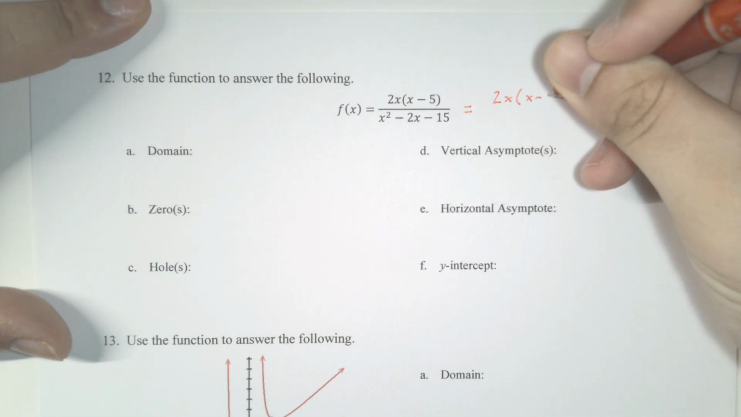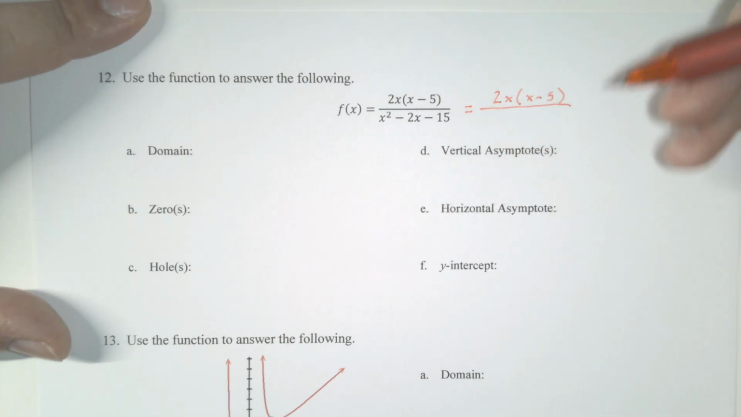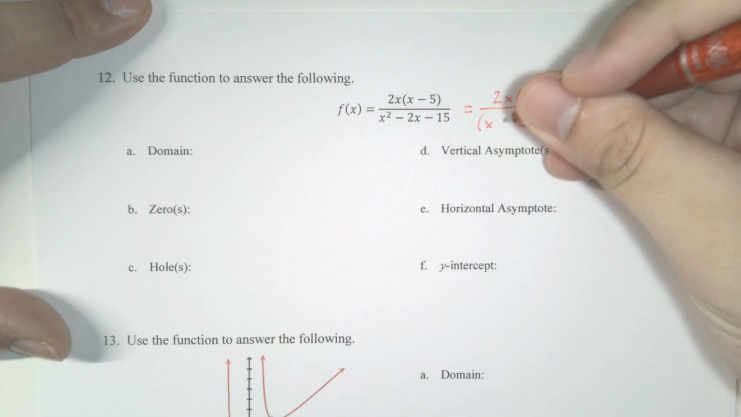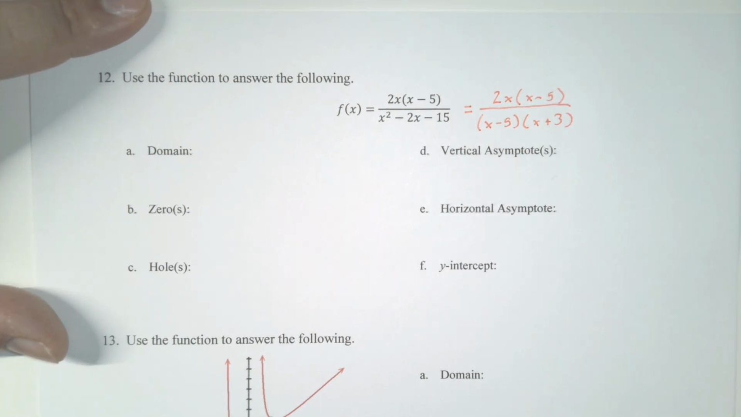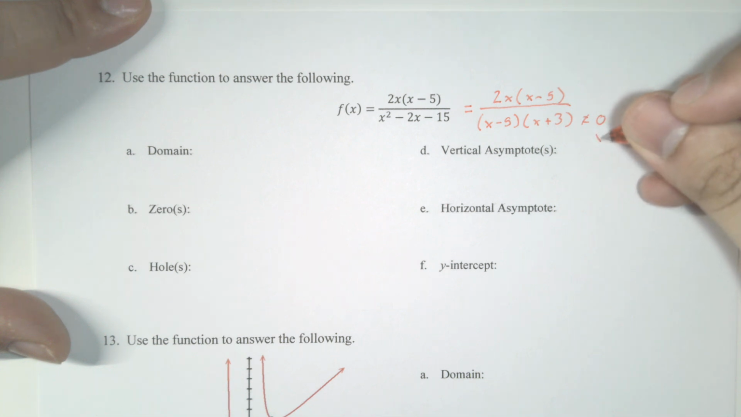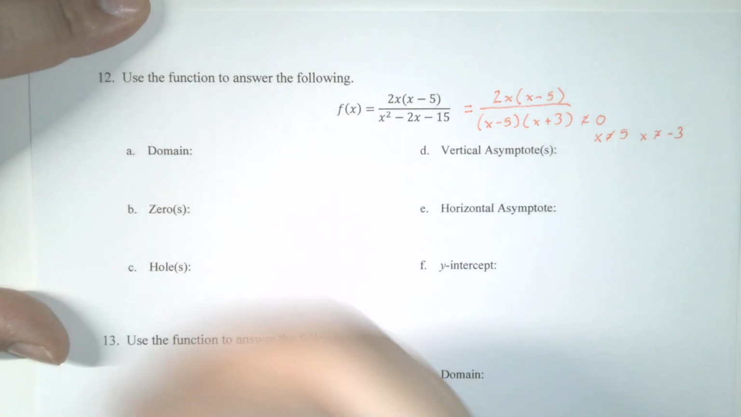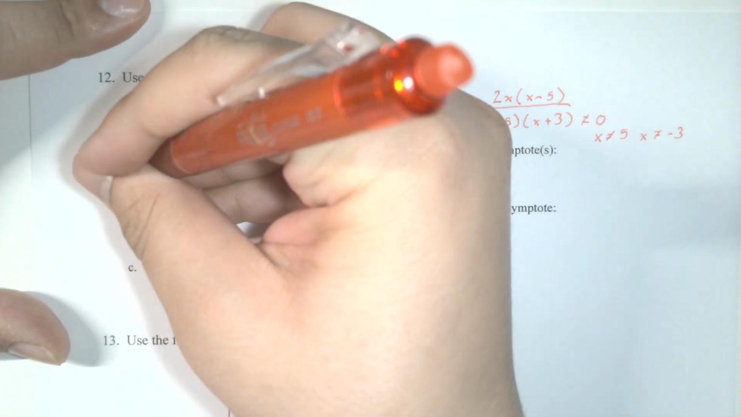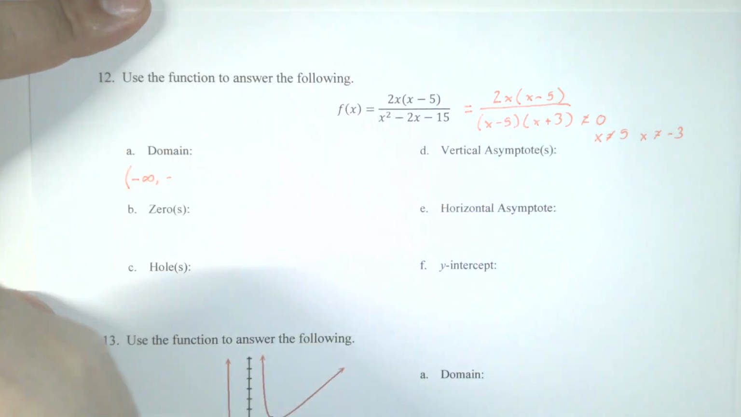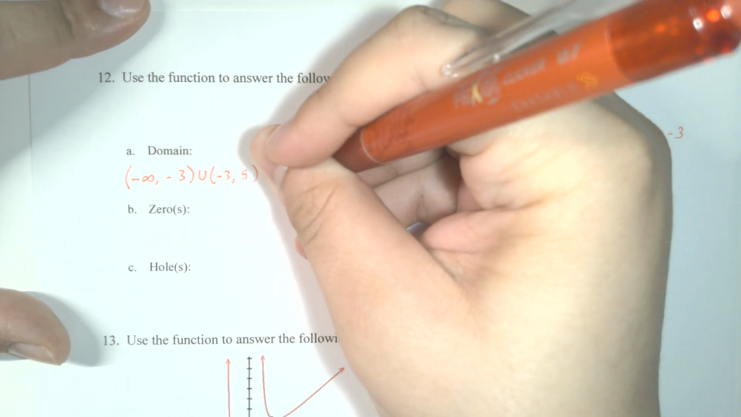So we have 2x times x minus 5. And then we got to find two numbers that multiply to negative 15 and add up to negative 2. Those numbers are going to be negative 5 and positive 3. So for the domain, we got to figure out where this can't be equal to 0. x can't be equal to 5, and x can't be equal to negative 3. And so, ordering those on your number line correctly, you would have the negative 3 first and then the 5. And your domain would be from negative infinity to negative 3, union negative 3 to 5, union 5 to positive infinity.